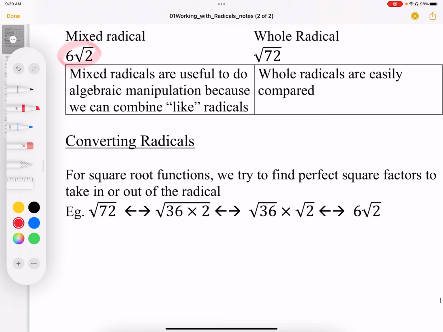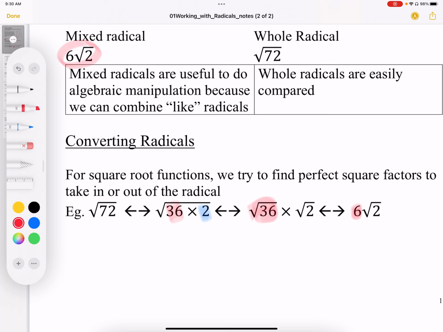So for example, we can convert the square root of 72 to a mixed radical. This is a whole radical. We can convert that to a mixed radical by taking out the perfect square parts, or the perfect square factors. When we look at 72, we can factor it into a perfect square of 36 and a non-perfect square of 2. That perfect square of 36 can be separated out as the square root of 36, which we can work out as 6. That works out to be the whole number part of the square root.